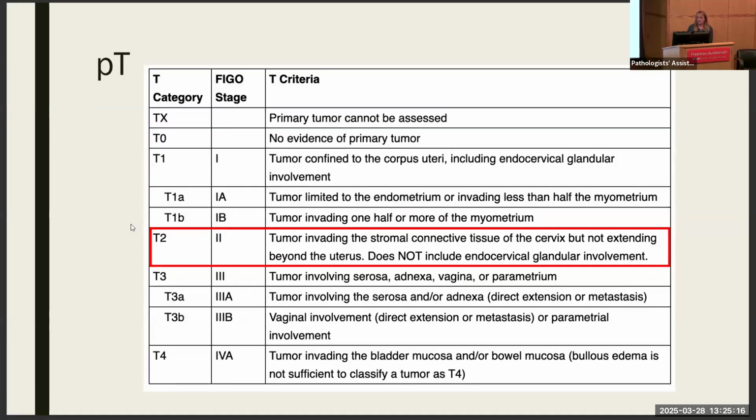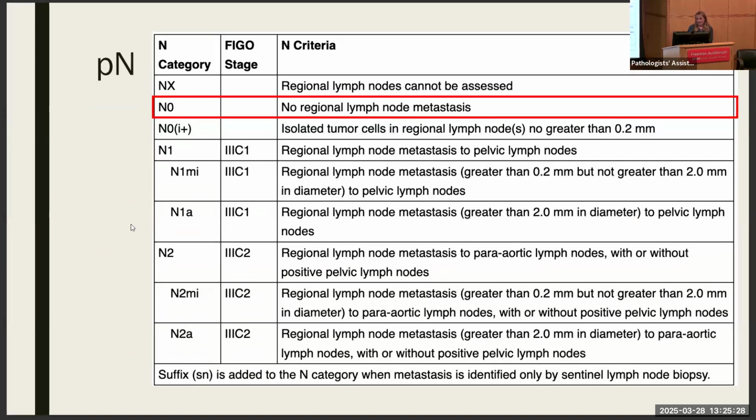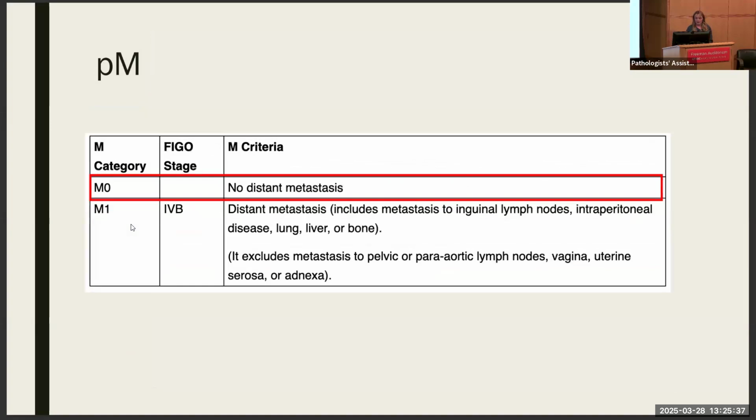For the T category, we're sitting at a T2. We invade the stromal connective tissue of the cervix, but we did not invade beyond the uterus. We're sitting at a pN0. There were no regional lymph node metastases, and we can grade this because we did receive lymph nodes. And we're in an M0. She luckily had no distant metastases that we know of, although that CT scan did have some findings that weren't investigated yet. For now, with the omentum biopsy and what we know, we're at an M0.